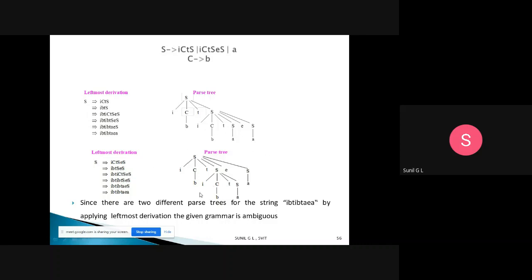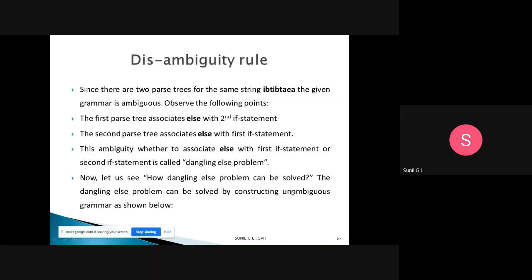So for the same string we are getting two parse trees. Since there are two different parse trees for the string ibtbtaea using the leftmost derivation, the grammar is ambiguous. When I combine this, we get an ambiguous grammar, since there are two parse trees for the same string.